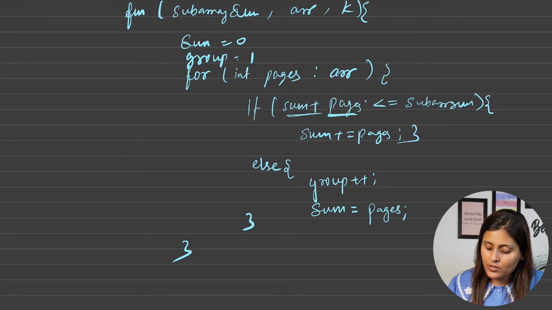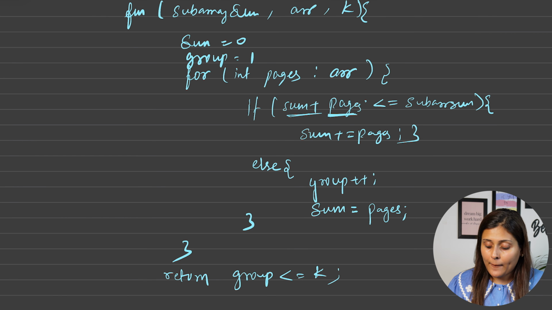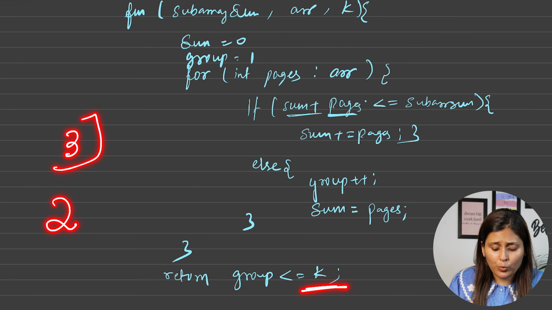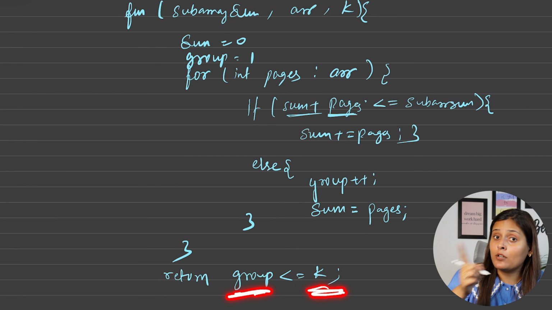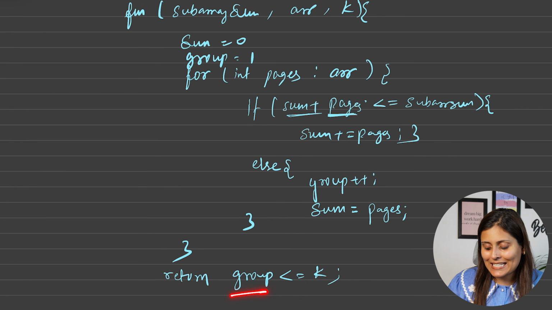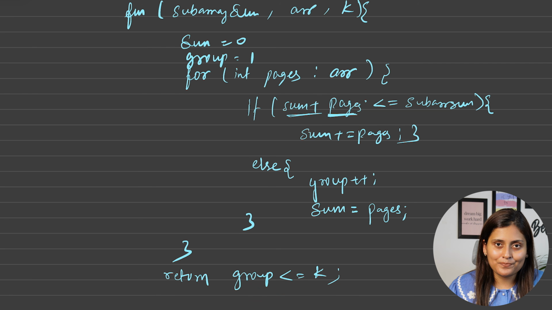Now after coming out of this, you have to return true or false. When? If your group is less than or equal to k, you will return true. Why? Because you saw now, when you wanted to make 2 groups and with 90 you made 3 groups, was it possible? You wanted to increase it, correct? So for this you have to say false. So hence when your group was greater than k, you have to return false. Means when your group is less than or equal to k, you have to return true.